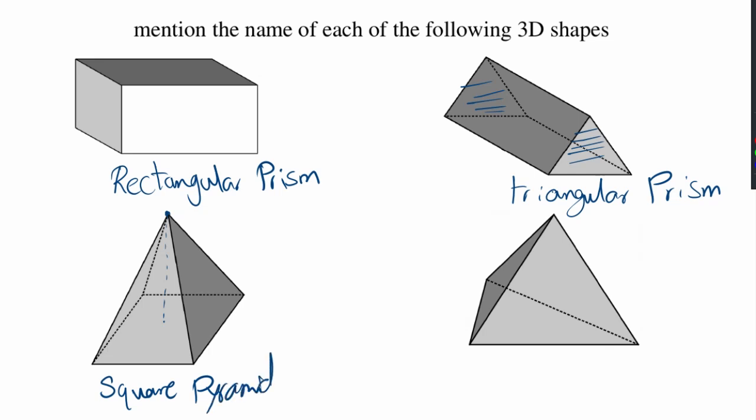And we have also a top, only one point. Under it, it's a base. What is the base? The base is a triangle, so it's a triangular pyramid. Okay? Let's move.